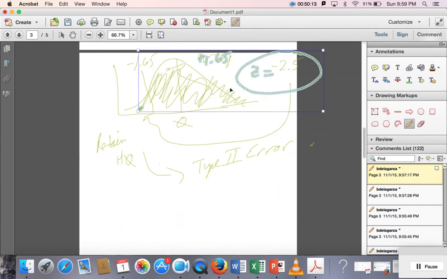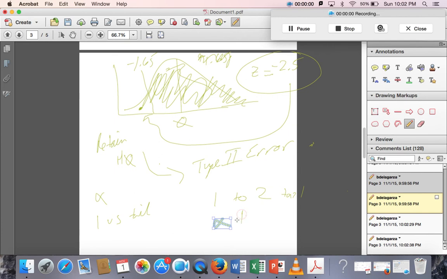Now, very important, associated with alpha level and this issue of one versus two tail testing: whenever we go from a one-tail to a two-tail test, alpha level decreases per tail.